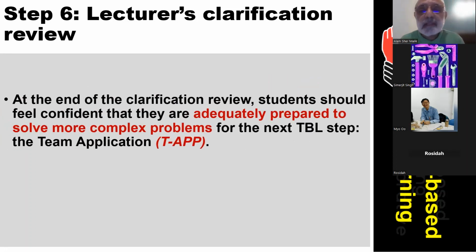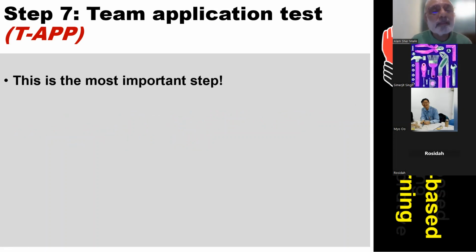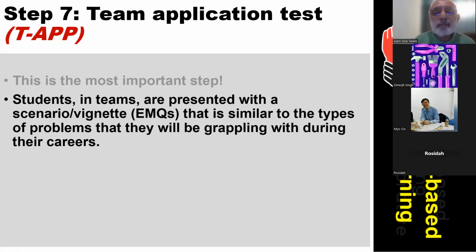Now, at the end of the clarification review, students should feel confident that they are adequately prepared to solve more complex problems. So this is to prepare them for the team application test, and that is step seven. This is the most important step. Students in teams are presented with a scenario, EMQs, that is similar to the type of problem they will be grappling with during their careers.